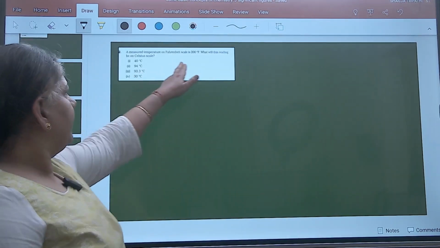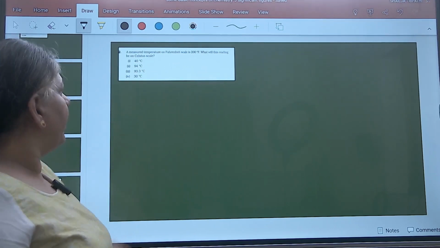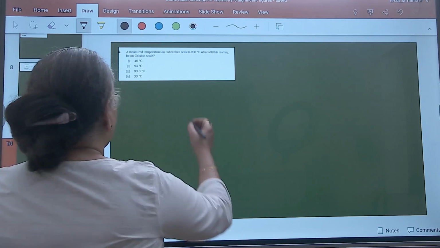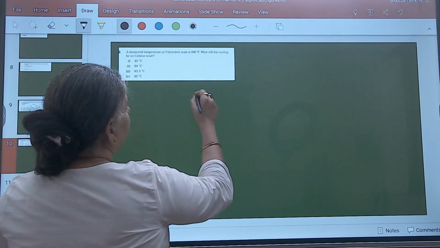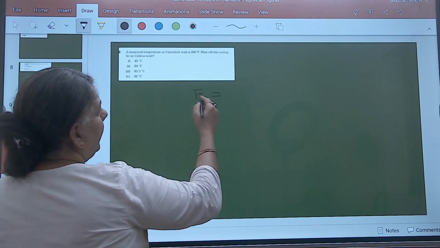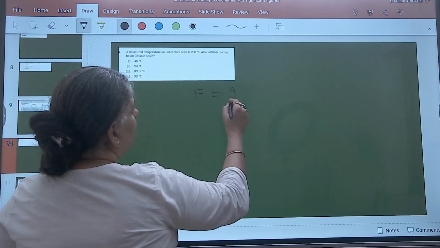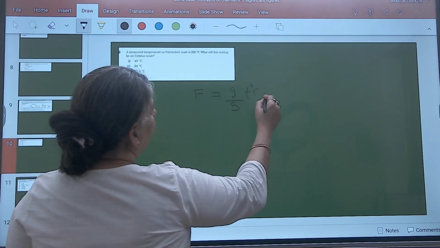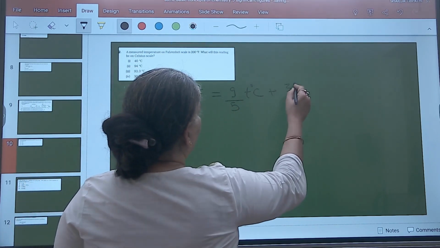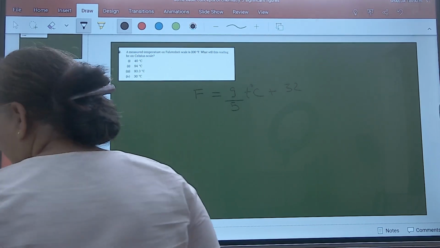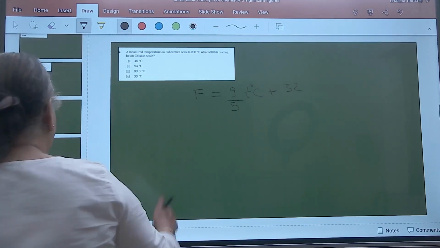Temperature on the Fahrenheit scale is given as 200 degree Fahrenheit and we have to convert it into Celsius. So for conversion we must know this relationship: degree Fahrenheit is equal to 9/5 degree Celsius plus 32. Now using this relationship we can easily find degree centigrade.